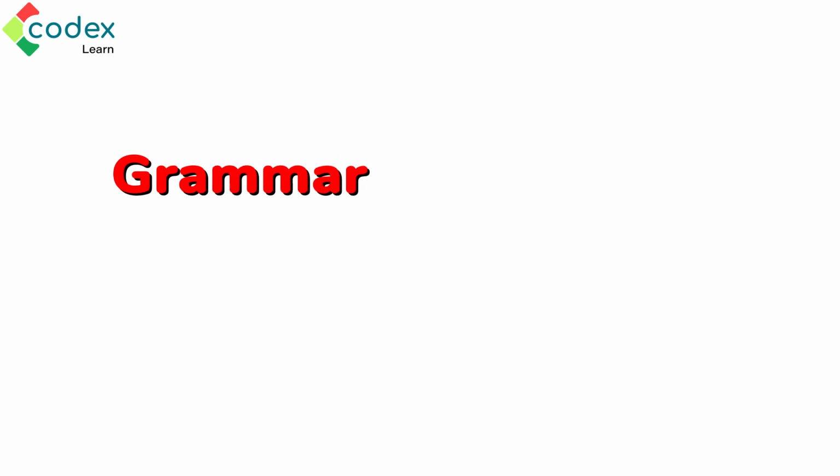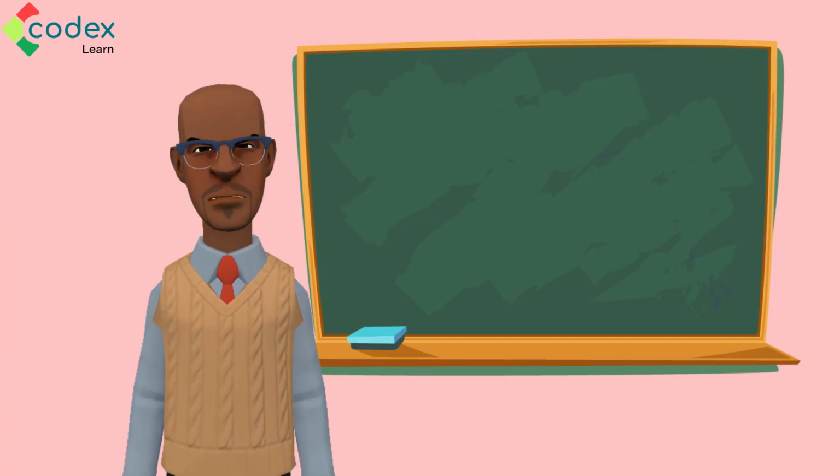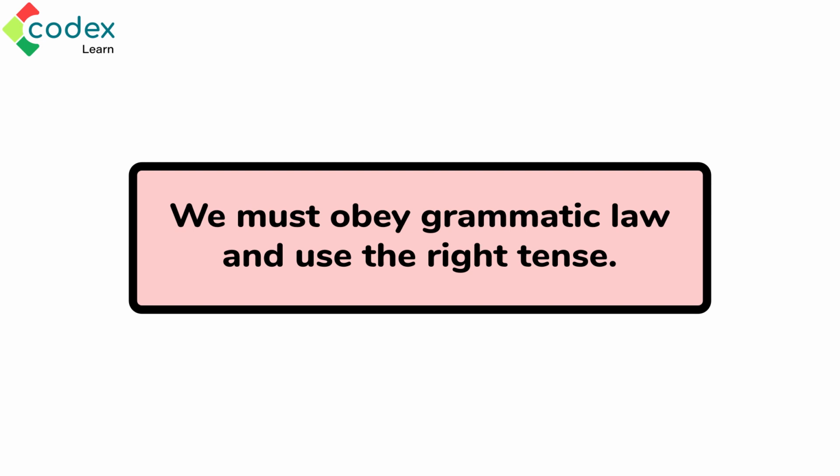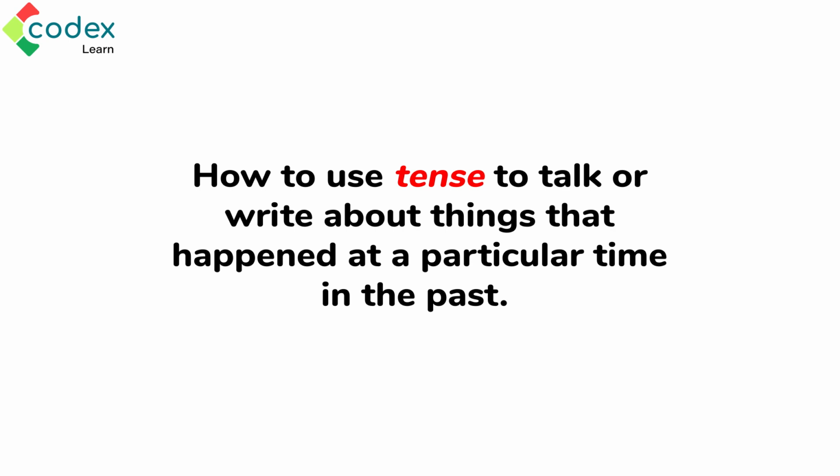We have also learned that grammar, which is the word we get grammatical from, is a set of rules that governs the English language. When it comes to expressing when something happens, we must obey grammatical law and use the right tense. Today we will learn how to use tense to talk or write about things that happened at a particular time in the past.